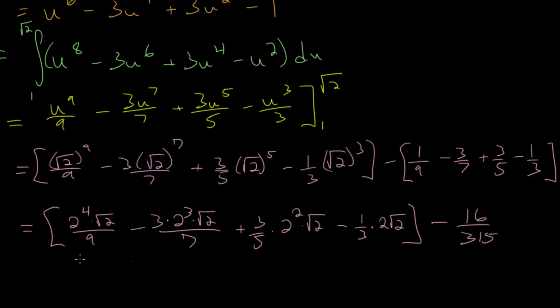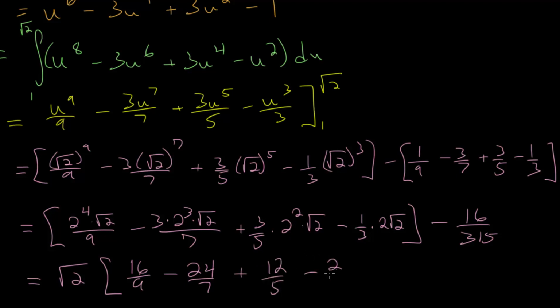Now, looking at this expression here, since each of these has a square root of 2 in it, we can just factor that out. And 2 to the 4th, that's 16. And 2 cubed, that's 8. We get 8 times 3, which is 24. So we have 24 over 7. We have 4 times 3, that's 12. Divide that by 5. And we have 2/3 here. And all of this we will subtract by 16 over 315.